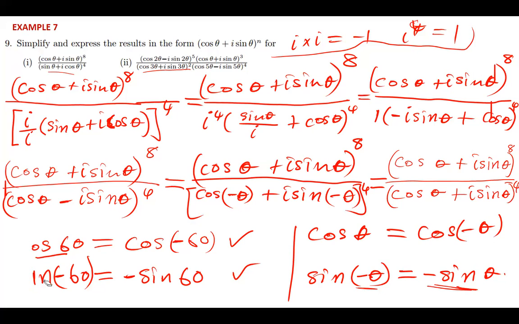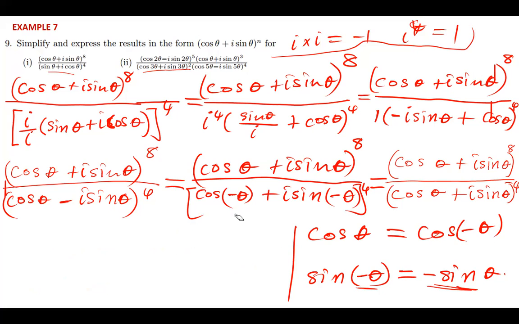So the final answer will therefore be, since the denominator is the same base, we can just work with the powers. The final answer will be cos theta plus i sine theta, and since we're dividing, we subtract the powers. So 8 minus negative 4 is simply 12. So this is the final answer.